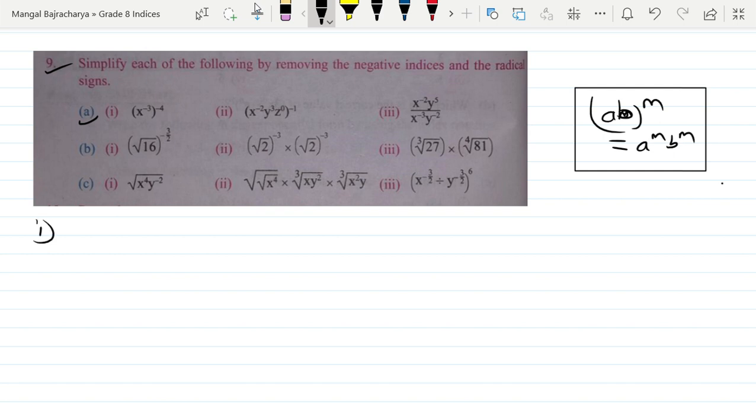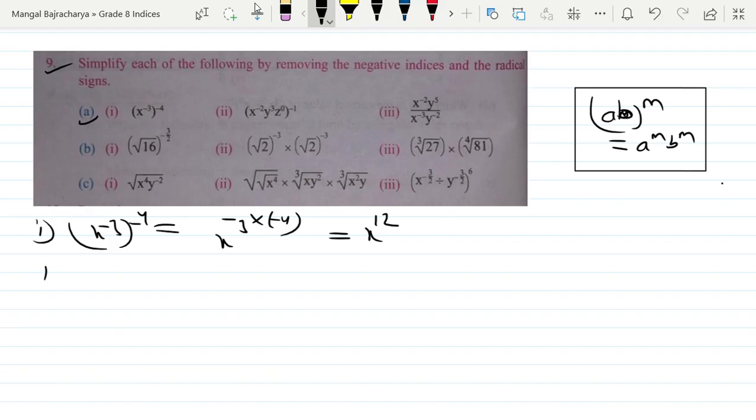So what's here? x power minus 3, whole power minus 4, right? So it's power of the powers. The powers will get multiplied. So minus 3 into minus 4 you get there. So through that we get x power, minus times minus becomes plus, and 3 and 4 multiply to 12. So x power 12.